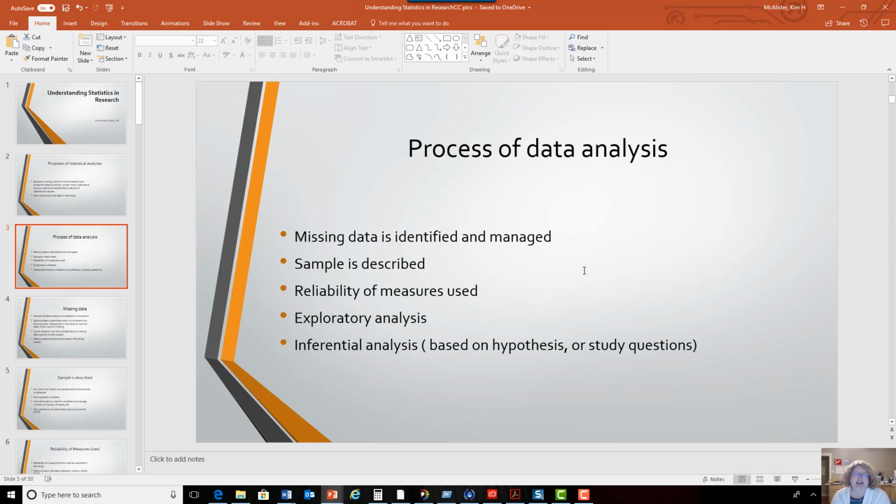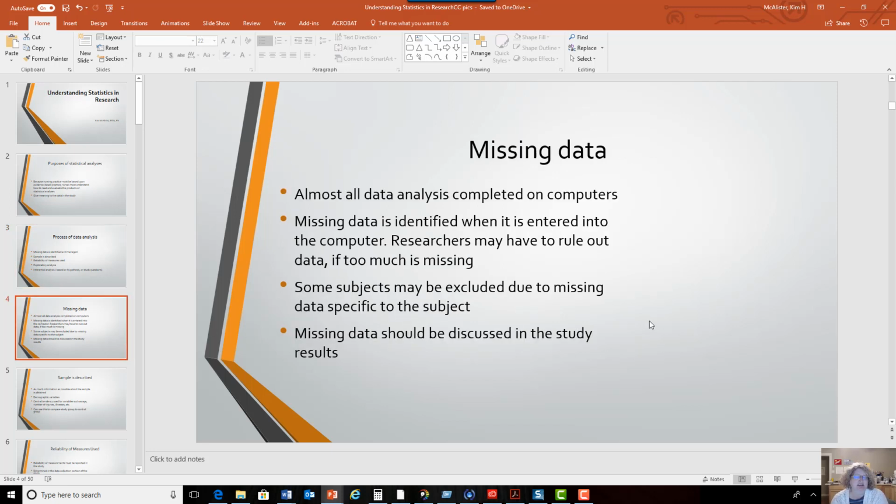So when you're conducting an analysis of the data, you're going to first of all identify and manage the missing data. The sample is going to be described by the data. You want to look at how reliable the measures that you're using are. You're going to do an exploratory analysis and then an inferential analysis. So let's look at this all in a little more detail.